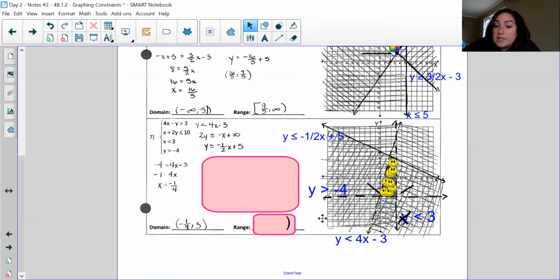Non-inclusive because we have a dashed line. So the intersection is not part of the solution.